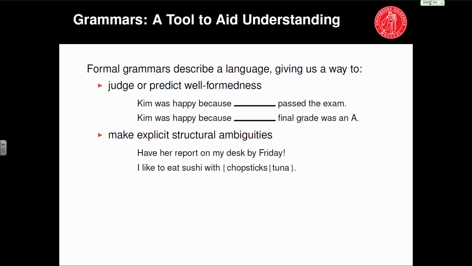We've observed ambiguity already. One of my favorite examples, have her report on my desk by Friday. What do you think that means? I've just given you a sentence of English, a command. What am I asking for? Any native speakers? No, but nevertheless.